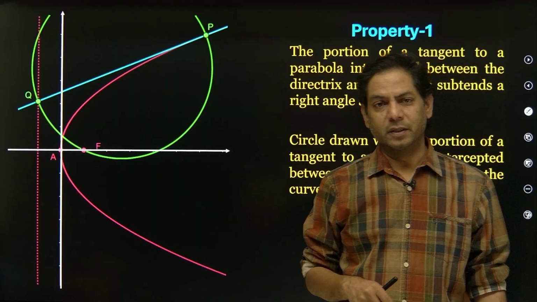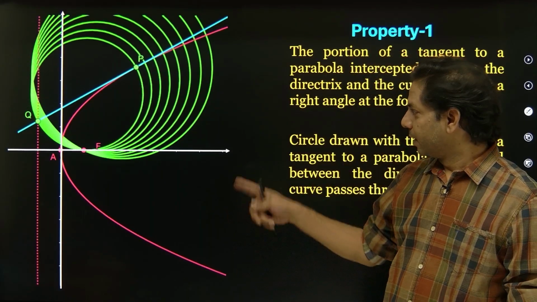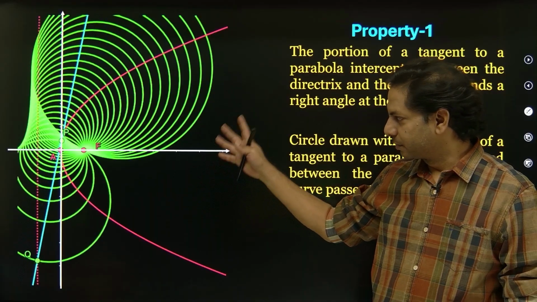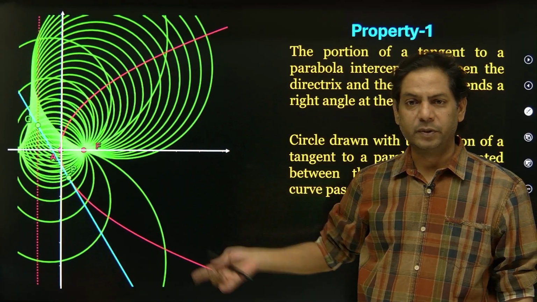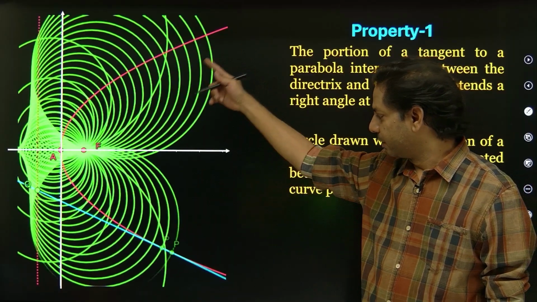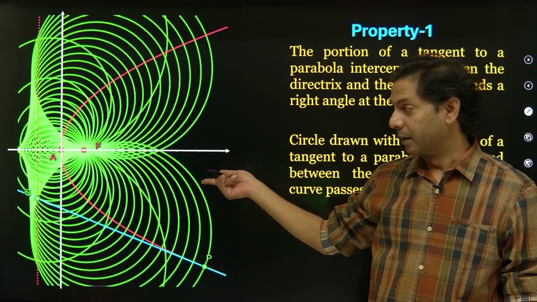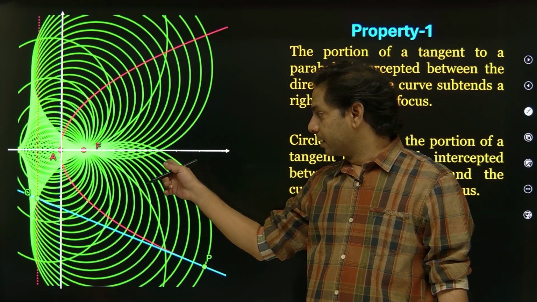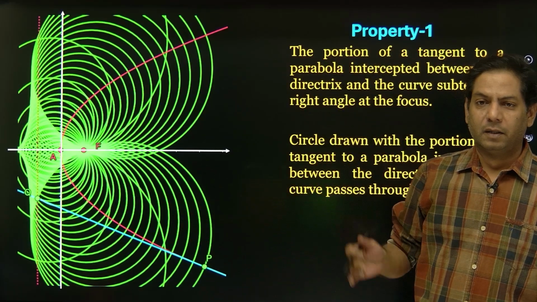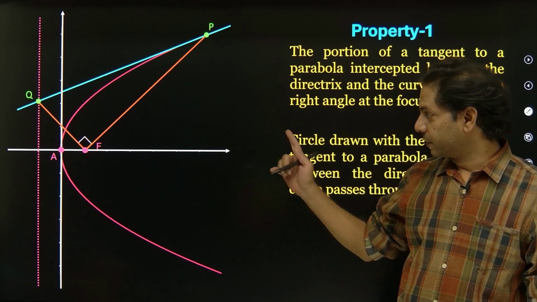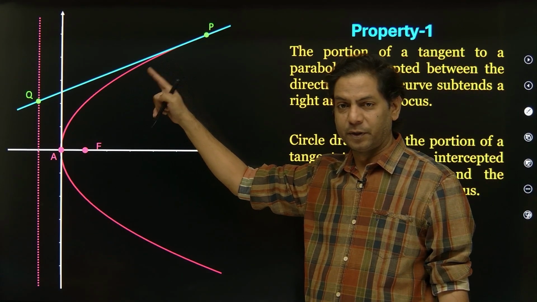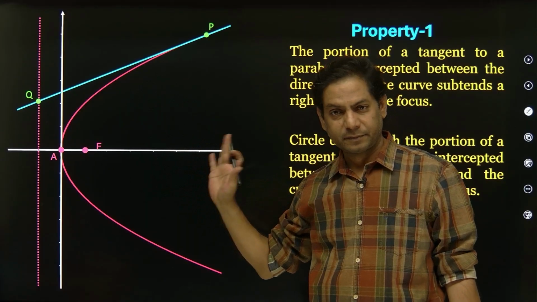So we draw a circle, it is passing through focus, and if we change the position of P, we keep on getting different circles, but all of them are passing through focus. There is no change if we are changing the position of P regarding the property that the circle is going to pass through the focus. Okay. So this was about the portion of the tangent intercepted between the point of contact and the directrix.